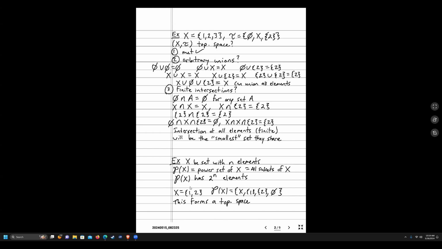So here, let's say I have X as the set {1, 2}. The power set would be X, the set {1}, the set {2}, and the empty set. And you can check the 3 properties, and you'll see that it meets the 3 properties, and so it's going to form a topological space. So the power set is a topology on X. So this would be a topological space.